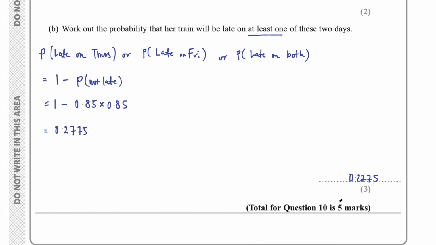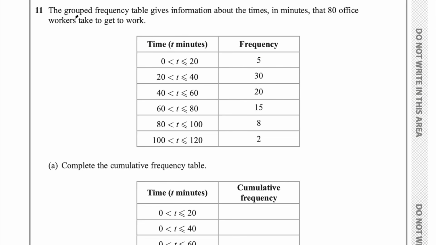And that was question 10 for 5 marks. Question 11 says the grouped frequency table gives information about the times in minutes that 80 office workers take to get to work. So here we have the times and the frequencies. Part A says complete the cumulative frequency table.